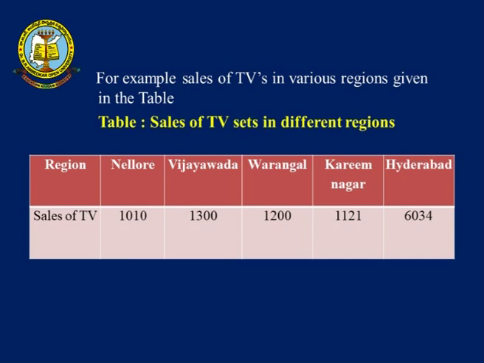This is one of the time regions, now different cities. The regions are Nellore, Vijayawada, Warangal, Karimnagar, Hyderabad. Sales of TVs in Nellore, for example, we are taking the data from, is 1010, Vijayawada is 1300, Warangal is 1200, Karimnagar is 1121 and Hyderabad is 6034. That means our classified data is region wise, sales of TVs in different regions. So, from region to region, the data should vary.